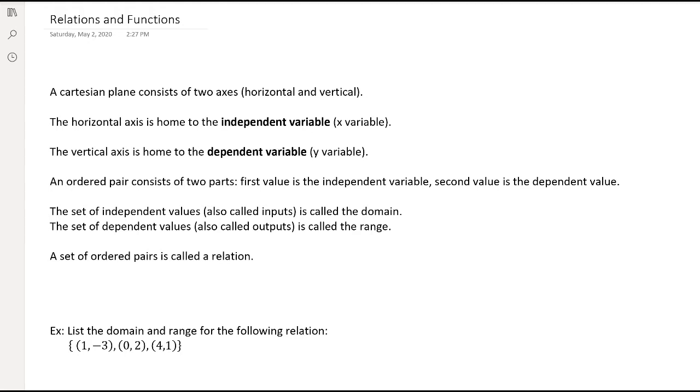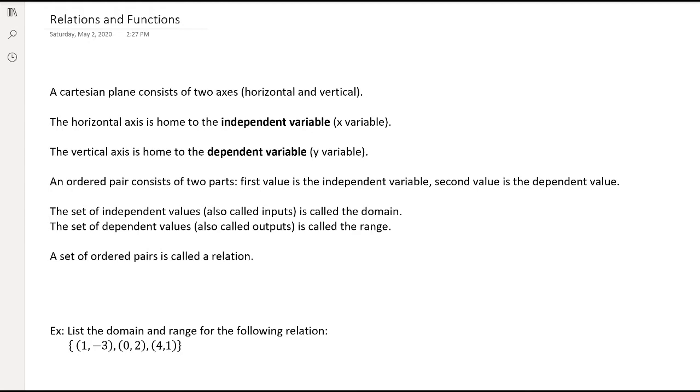The vertical axis is where you have your dependent variable. Most of the time we're going to refer to that as the y variable. An ordered pair gets its name because the order in which we see numbers in an ordered pair makes a difference. We do not plot (1, 2) in the same position as (2, 1). So an ordered pair consists of two parts. The first value represents your independent variable, the x variable, and the second number in an ordered pair represents your dependent value, aka your y value.